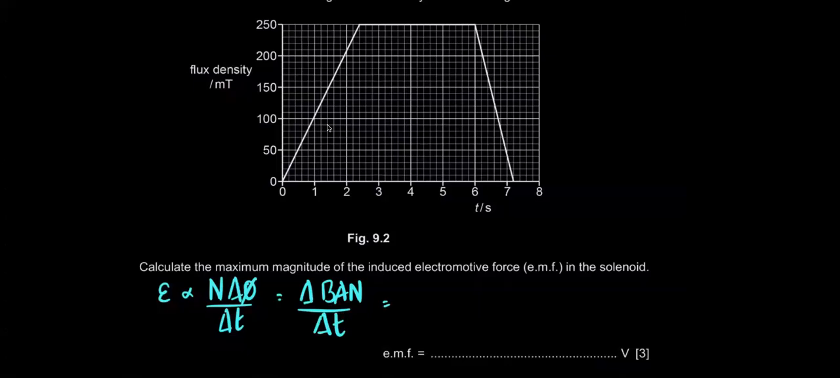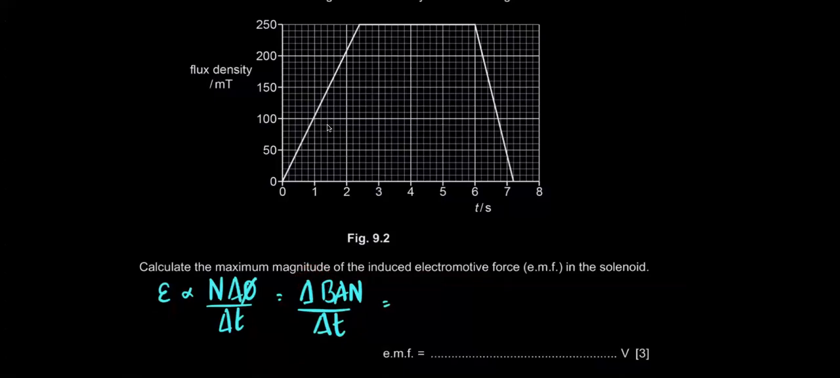So if I'm talking about the maximum magnitude of the induced EMF, EMF is basically proportional to the rate of change of magnetic flux linkage. So here, if A and N are constant, then the point at which the magnetic flux density is changing the fastest would be the point at which you would have the maximum EMF induced.